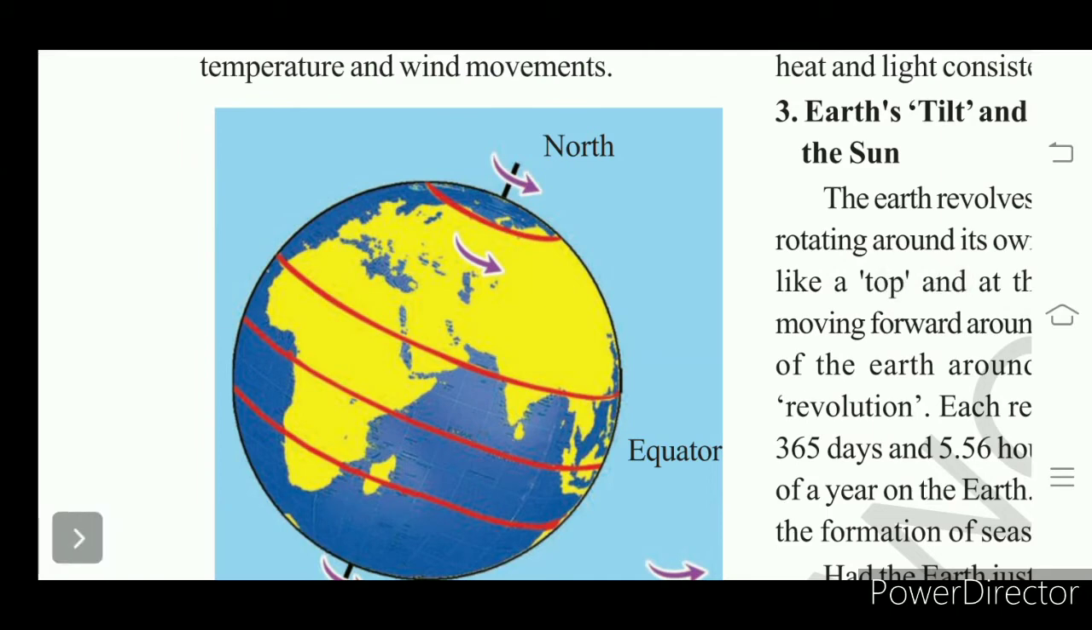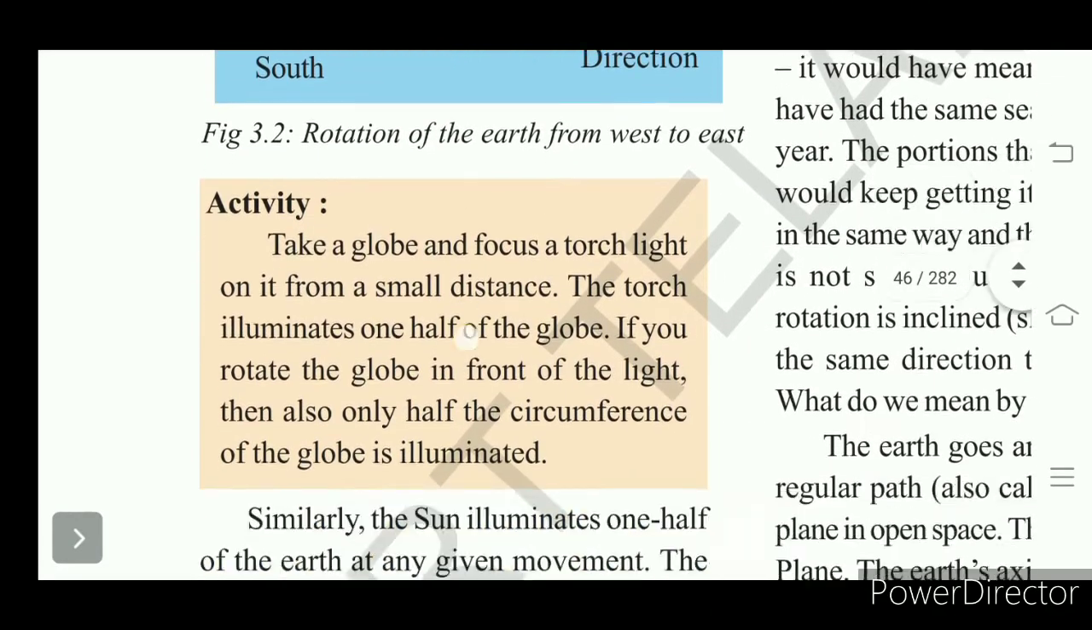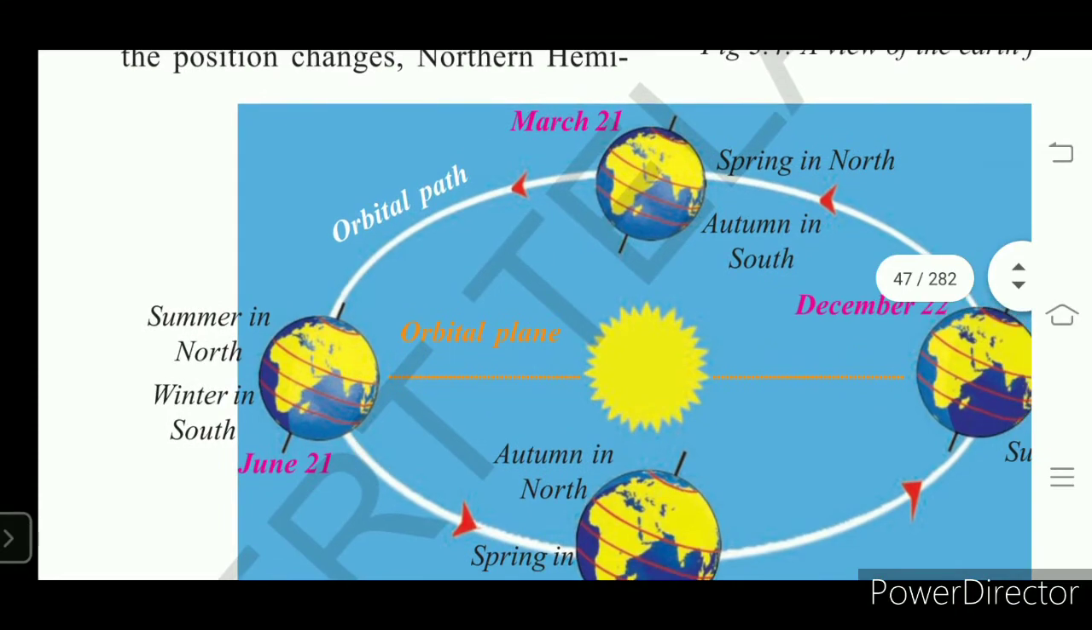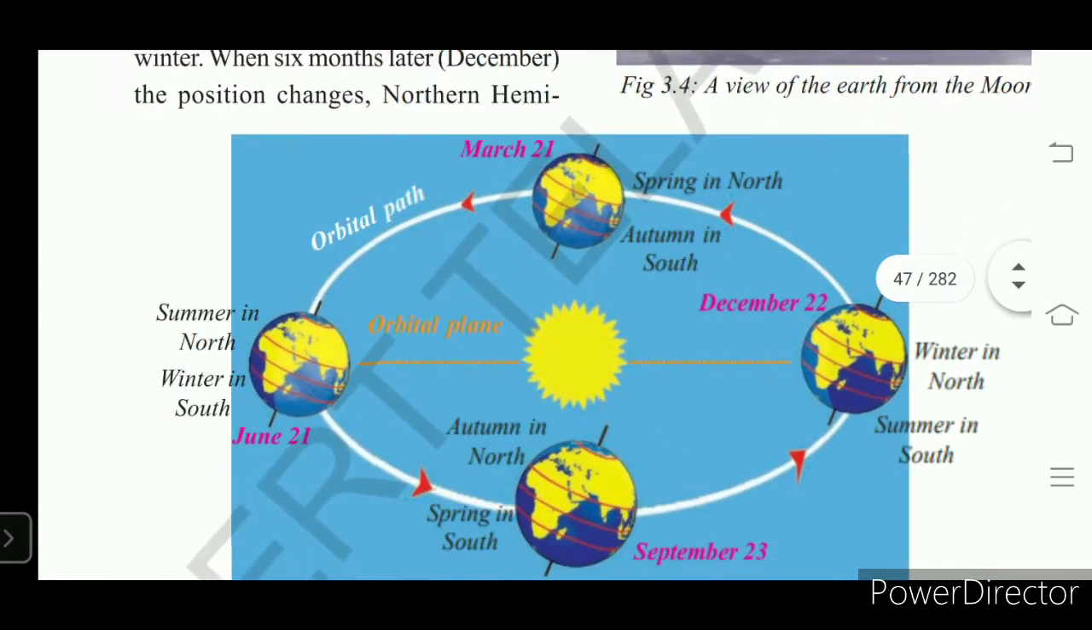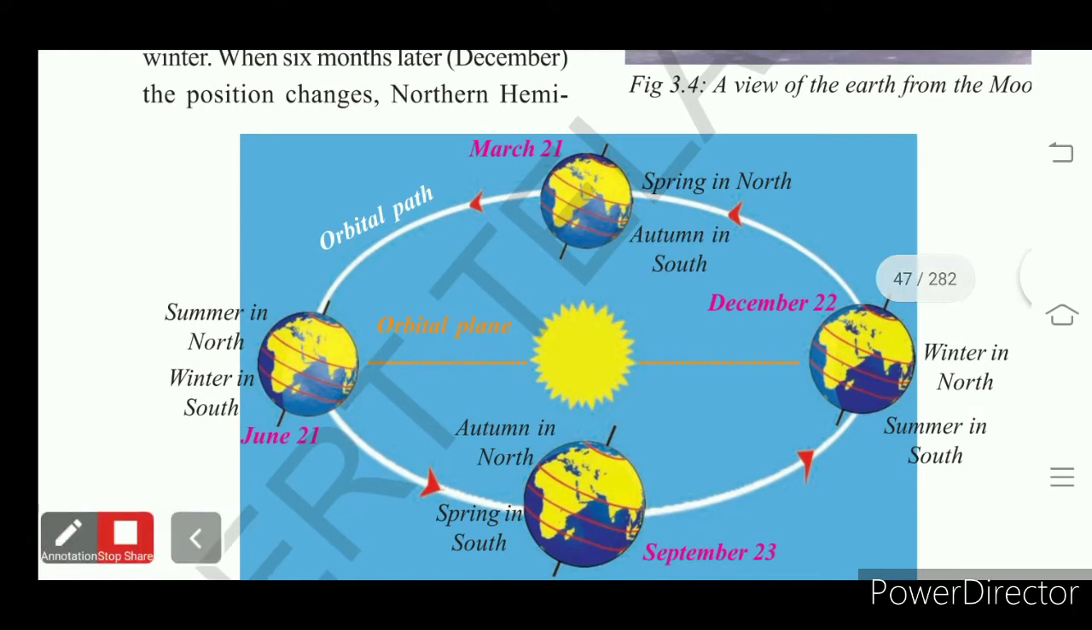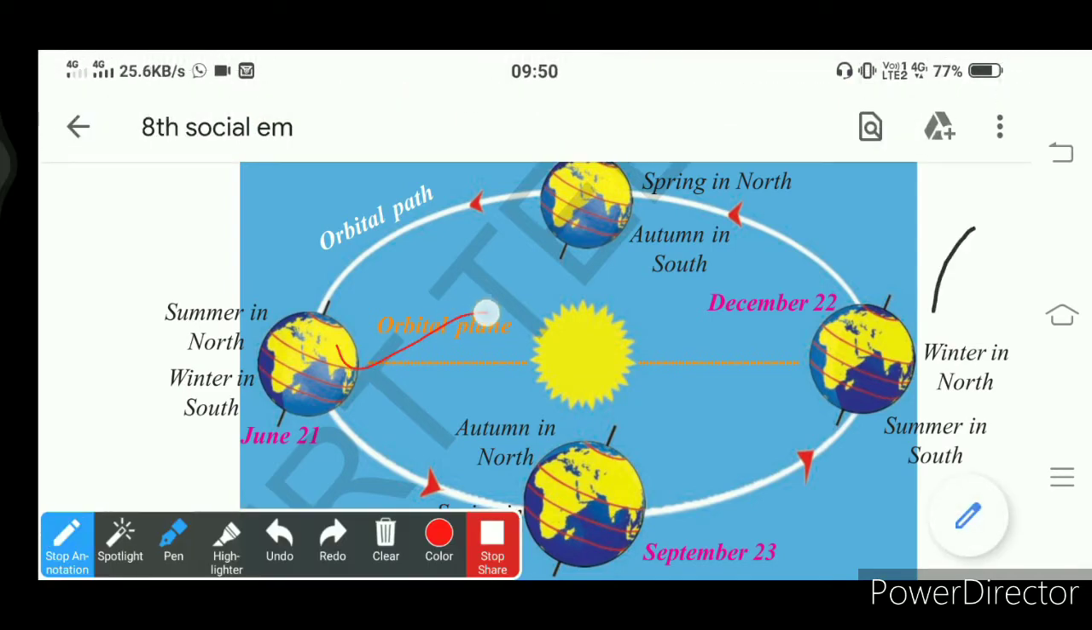So how it is, I'll show in another map here. Dear students, this is a map, a figure you see. On June 21st, the sun rays fall directly on the Tropic of Cancer. This is the Tropic of Cancer.